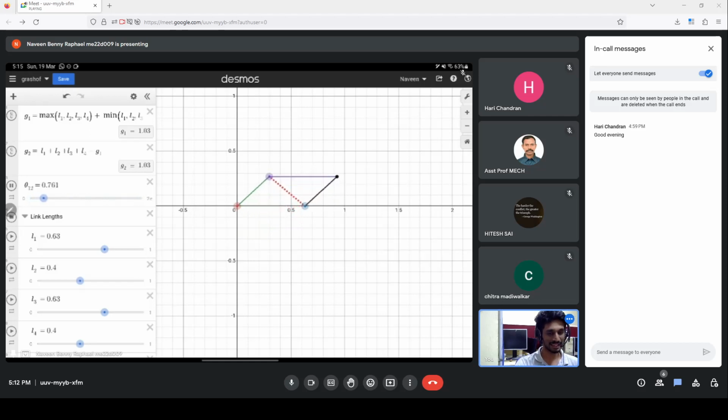So that is about the Grashoff's criteria. Are there any other questions about Grashoff's criteria? Wait, am I audible? I am audible, right? Yes. Okay, thank goodness.